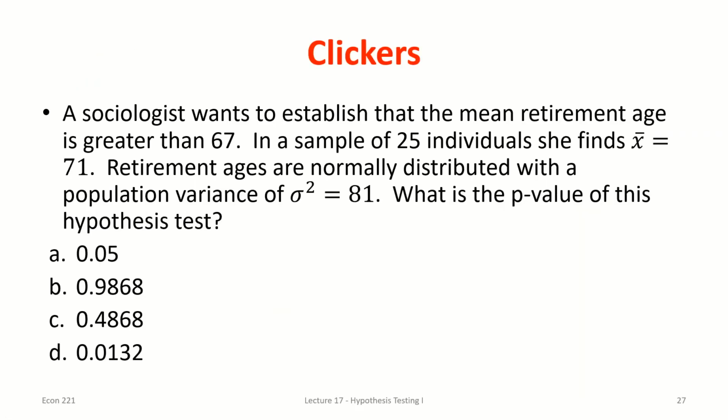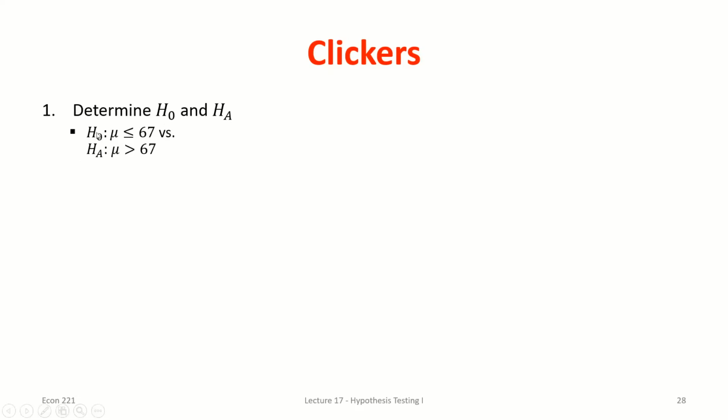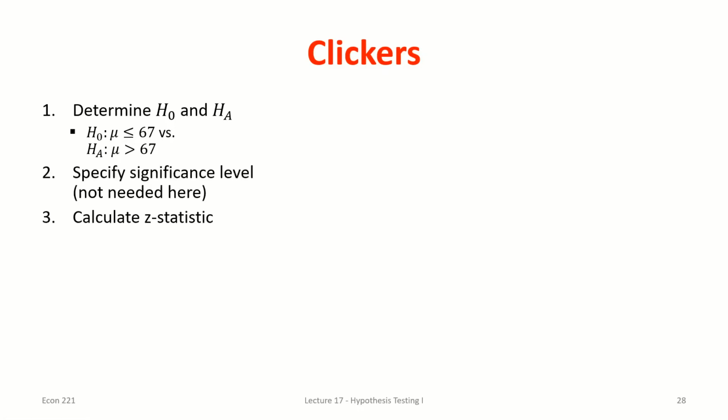From there, we take a sample of 25 and find a sample mean of 71. So does that sample mean of 71 go against the null? Well, it sure does. We assumed it was less than or equal to 67, and 71 is greater. So it does go against the null, but does it go against the null enough? Well, that's why we have to figure out what the p-value is. So the next thing I need to do is calculate my test statistic.